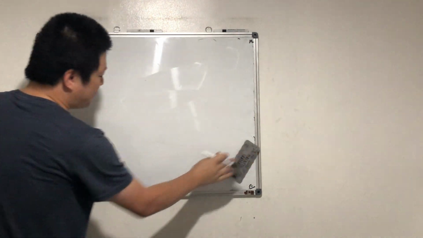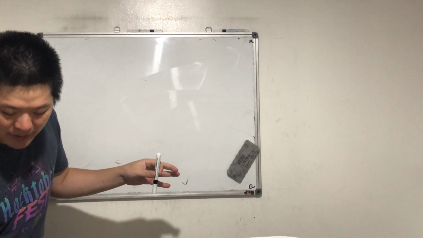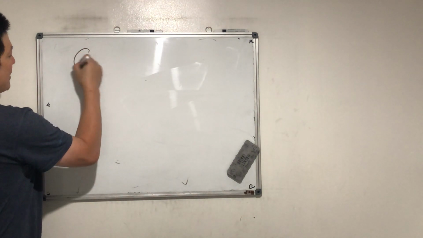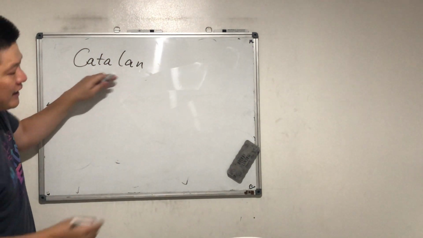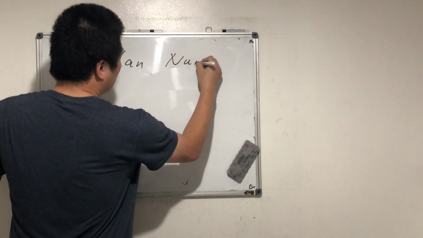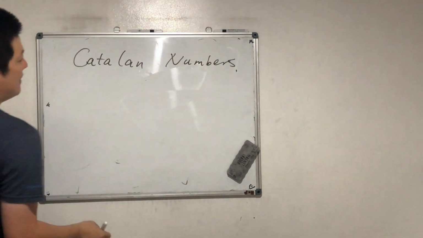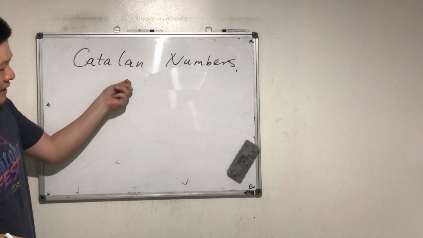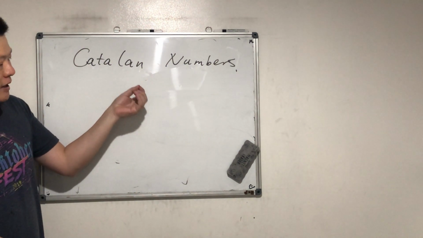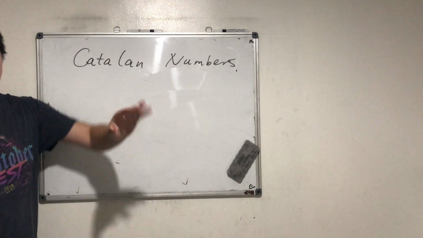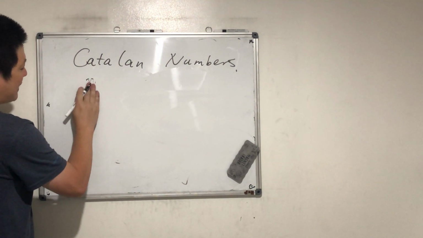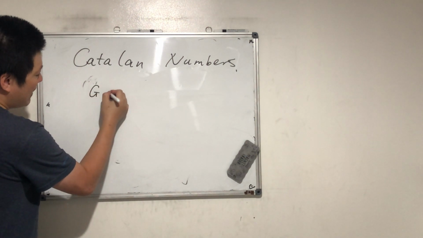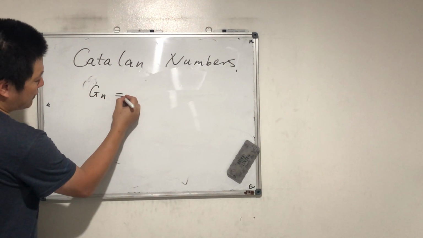So this is pretty much it for today, but actually this is a very interesting mathematical problem, and the answer is called Catalan numbers. Look, this is new. The Catalan numbers are the answer to this question and many other similar problems. So what are Catalan numbers? Let's call it G.